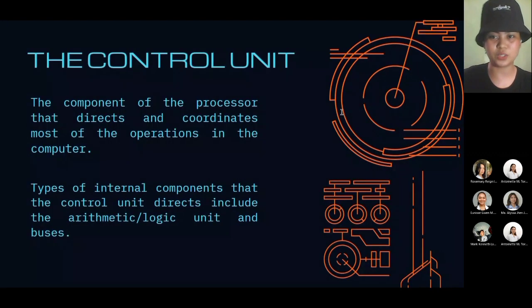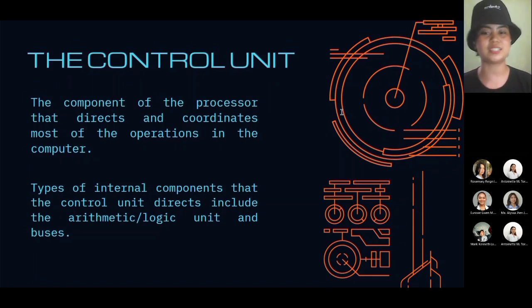So next is the control unit. So what is the control unit? The control unit is a component of the processor that directs and coordinates most of the operations in the computer. The control unit has a role much like a traffic cop. It interprets each instruction issued by a program and then initiates the appropriate action to carry out the instruction.